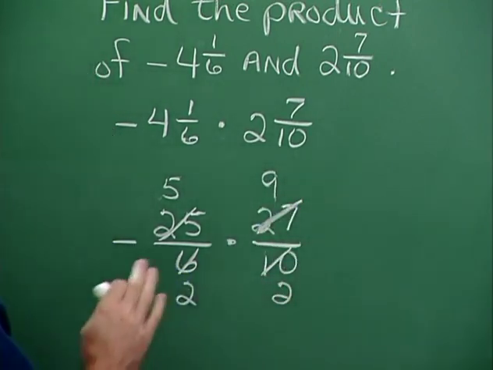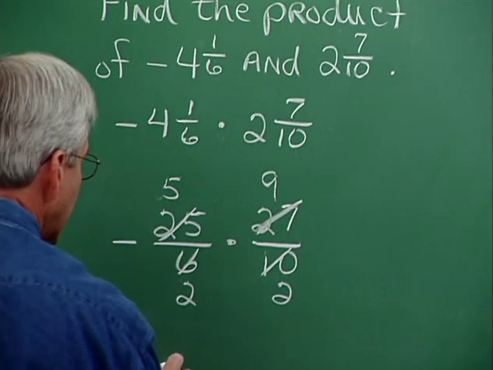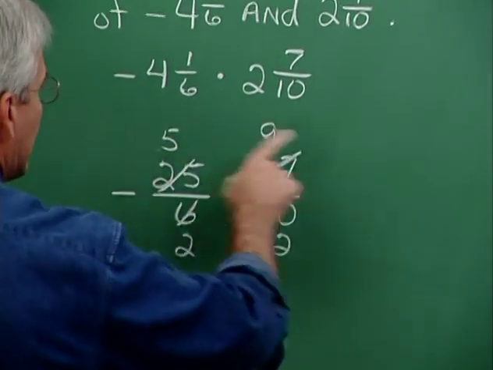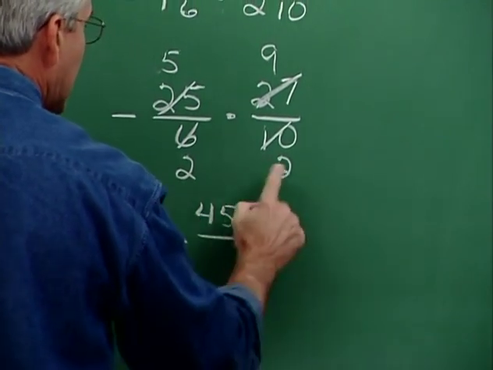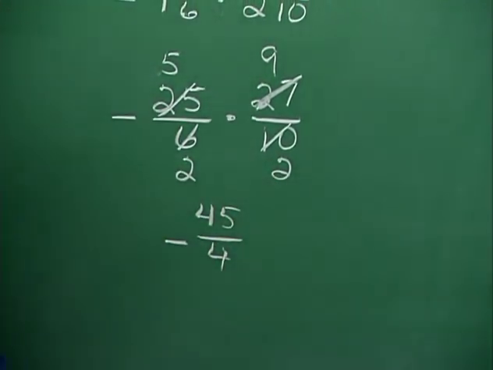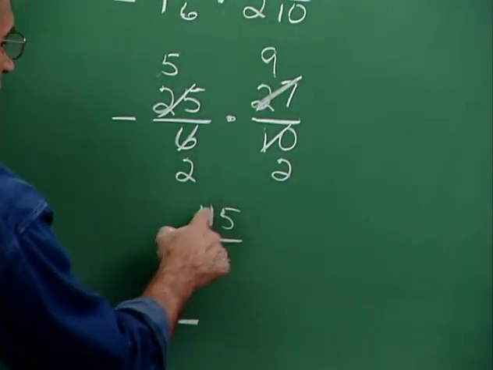And I'm looking for other cancellation opportunities. I don't see any. Negative times positive is negative. Multiplying straight across, 5 times 9, 45. And 2 times 2, 4. This is a highly improper fraction, so we would change it to a mixed number. Let's see, negative 4 into 45.